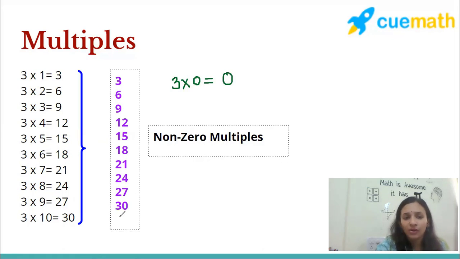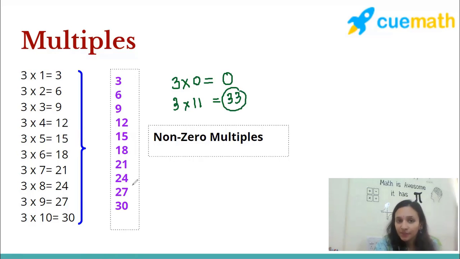You can go even beyond 10. You can then write 3 times 11, which is 33, and that also is a multiple of 3. So did you all understand? 33 is a multiple. These are all highlighted in the box written in purple. These are all the multiples of 3, because they are the products of 3 with another number. That number could be anything.